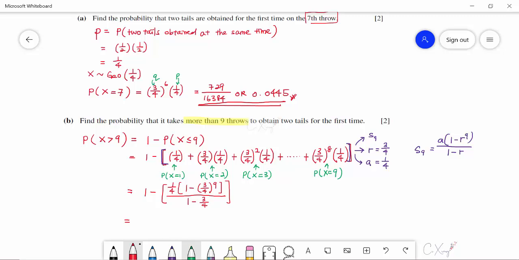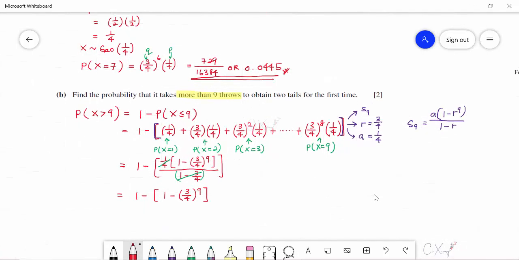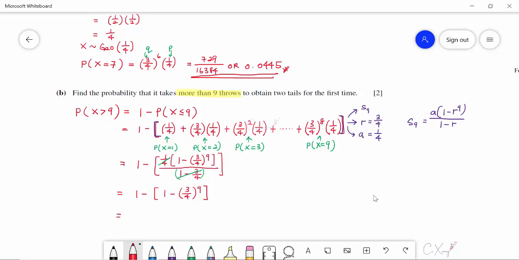If you look in detail, this 1 minus 3/4 is the same value as the 1/4. Therefore, we can simplify it. And what we still have here is 1 minus (3/4)^9. And in the end, what is the final answer for this case? The final answer will be 0.0751. So this is the answer for this example, for this question.